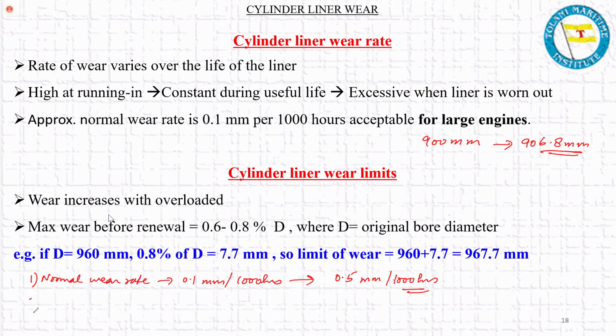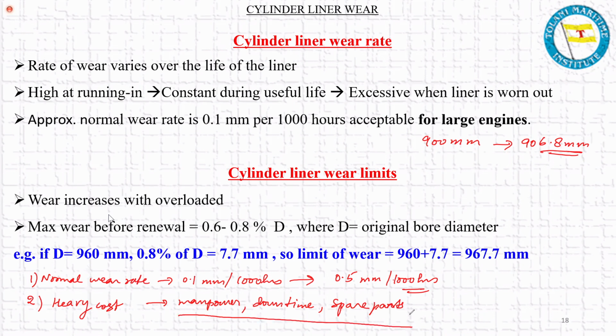Point number two. Every time opening up the unit involves heavy cost to the owner. Heavy cost in terms of manpower involved, in terms of downtime involved. If you want to replace the liner, it may take 20-24 hours for an engine. It involves some spare parts consumption. And that may be at a cost of maintenance of something else, because you have to do it in port. So it's a heavy cost involved. So you will never be running a cylinder liner for 2,000-3,000 running hours. So this is a practical aspect which I am telling you.